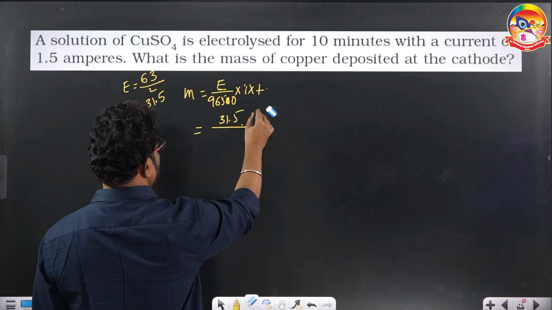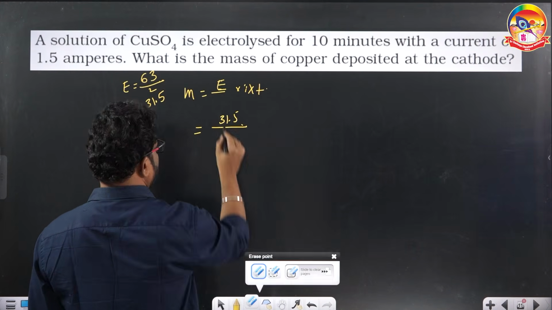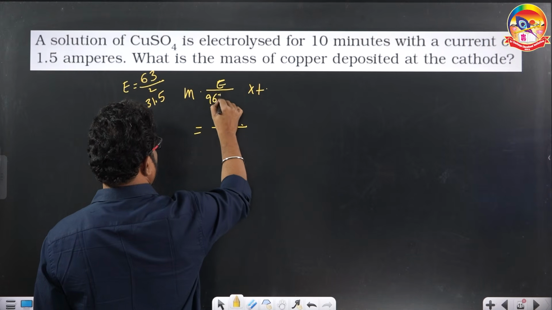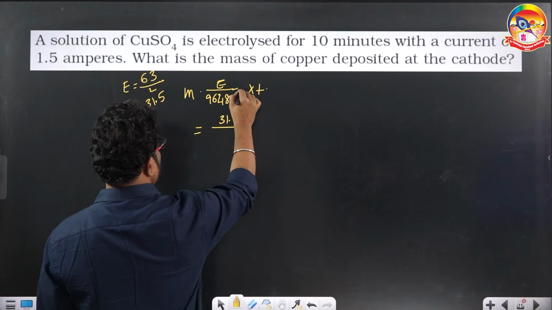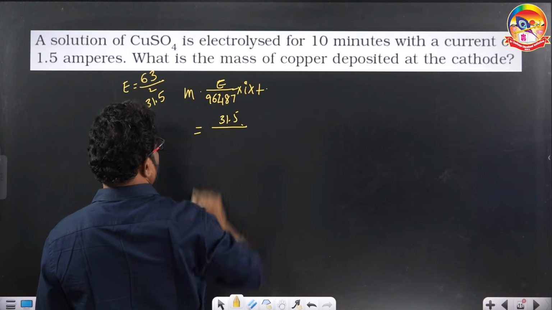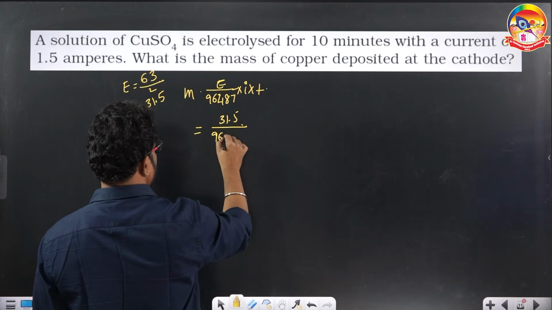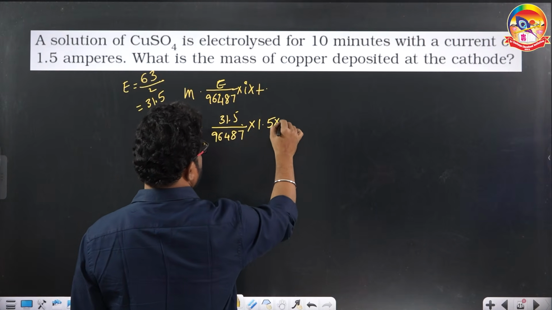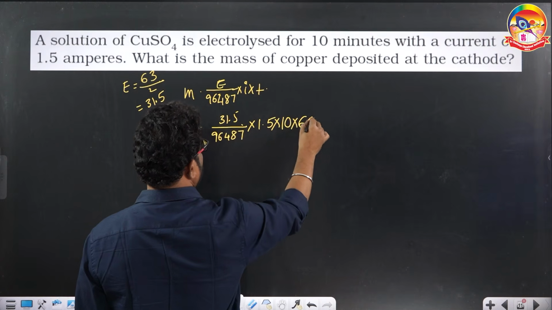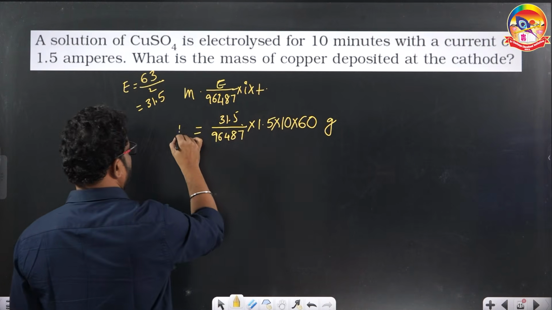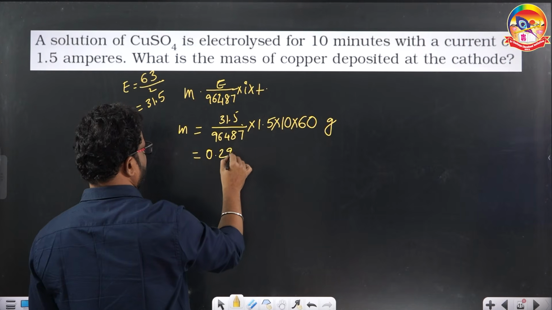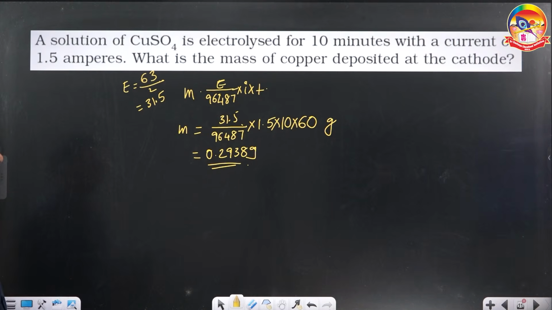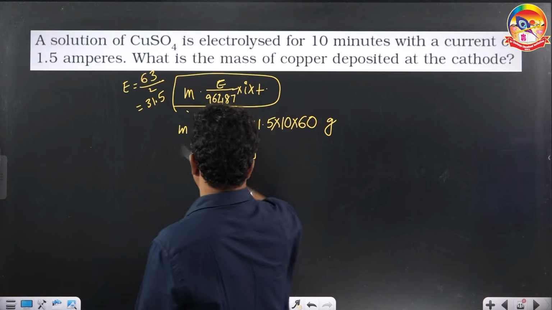They mention this as the exact value for 1 Faraday. So the mass is 31.5 by 96,487 into I into T. The current given is 1.5 amperes, and the time given is 10 minutes, which should be in seconds, so 10 into 60 seconds. That will be in grams: 0.2938 grams is what you get. So this is based on Faraday's first law.